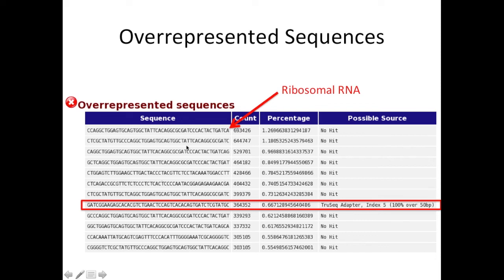However, what I do is I just take the top hit, I take that sequence, and I BLAST it against whatever organism I'm looking for, in this case human, and I know that this is ribosomal RNA. So my ribosomal removal step didn't work as well as I wanted it to.